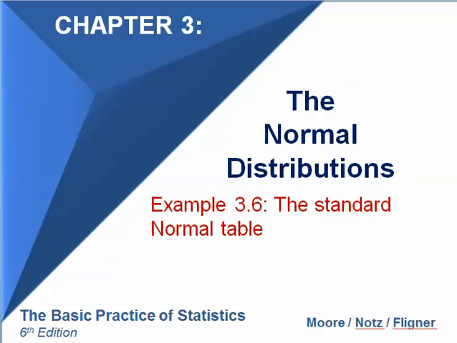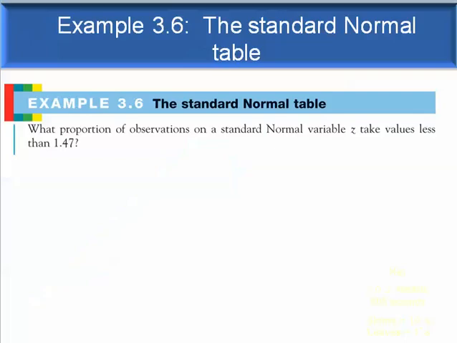In this video, we're going to be going over example 3.6 from our textbook, the Standard Normal Table. This question is asking us what proportion or what percent of observations on a standard normal variable z take values less than 1.47. So they're telling us they've already standardized the value and that standardized value is 1.47.